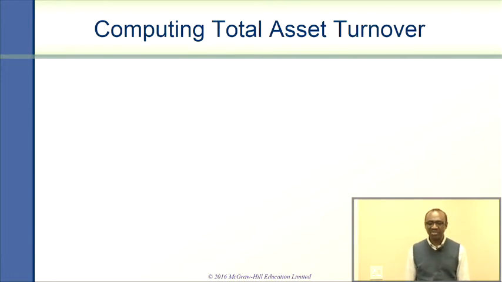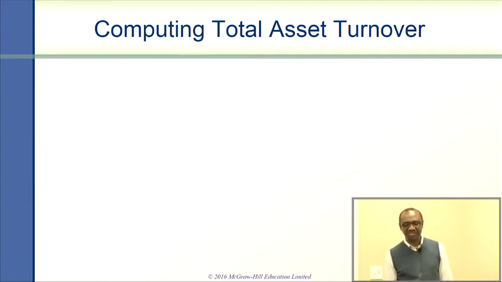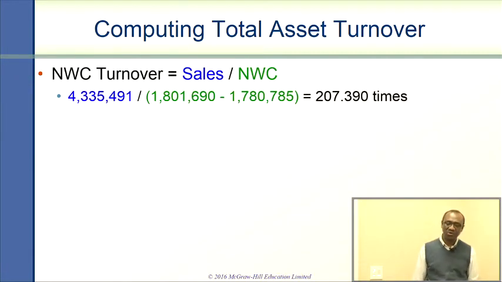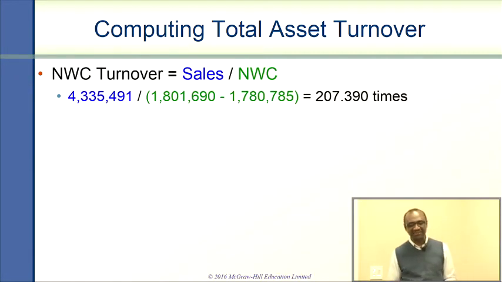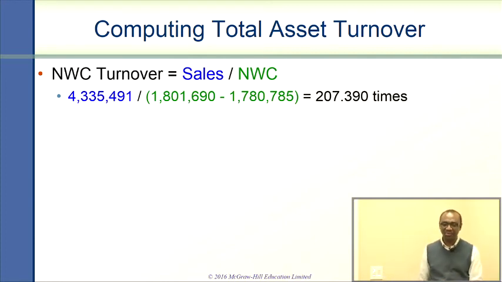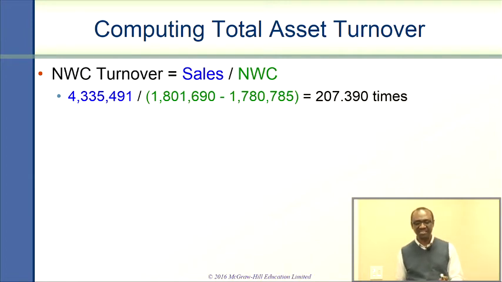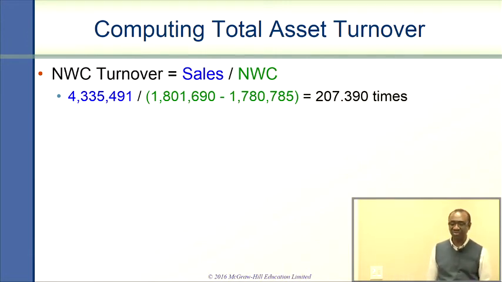The other one we also look at is total asset turnover, looking at the efficiency of how we use our assets. So we look at the net working capital turnover, which is the total sales divided by net working capital. In this case, it's 207.930 times, which is good.